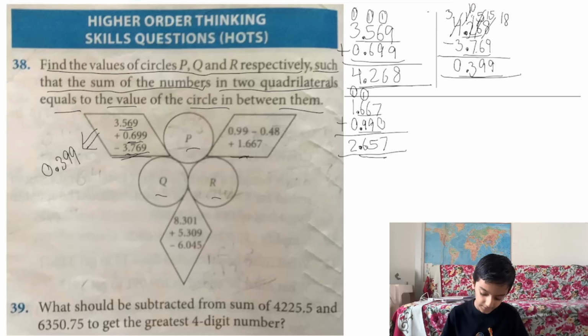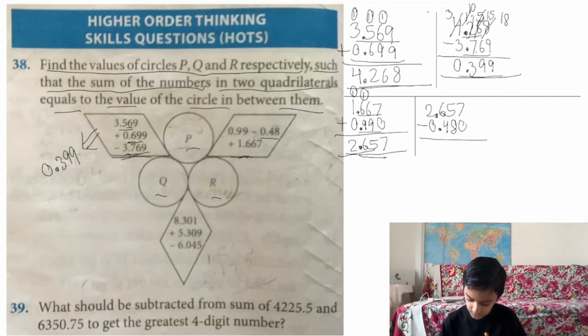Now we'll subtract 0.48 from 2.657. So let's subtract. Here we can put 0, it's optional. So I'll put 0 over here. Now let's subtract. 7 minus 0, 7. Here we cannot do 5 minus 8. So we'll borrow from the next digit.